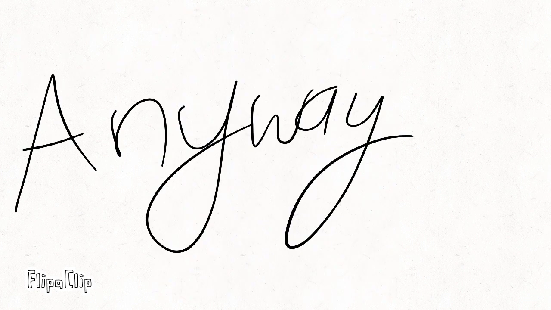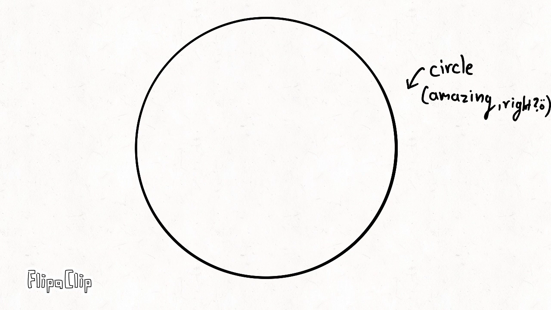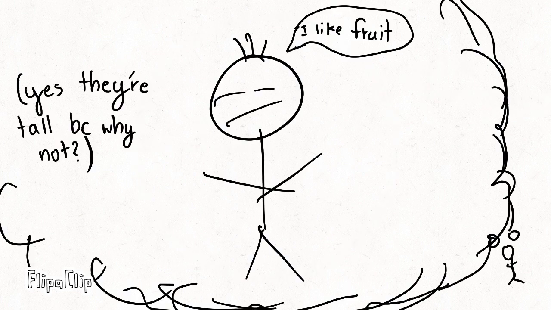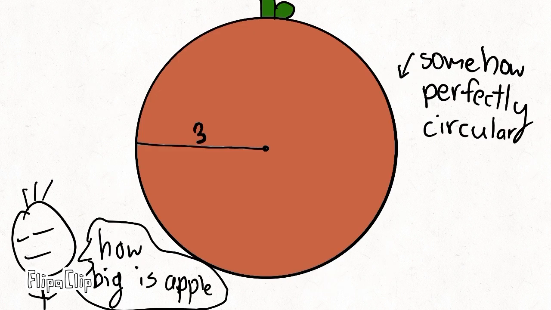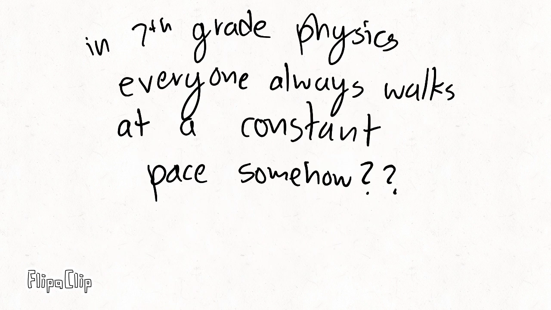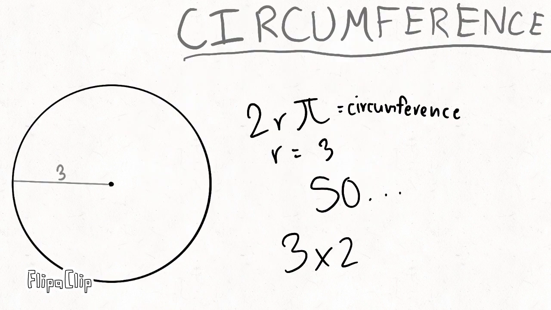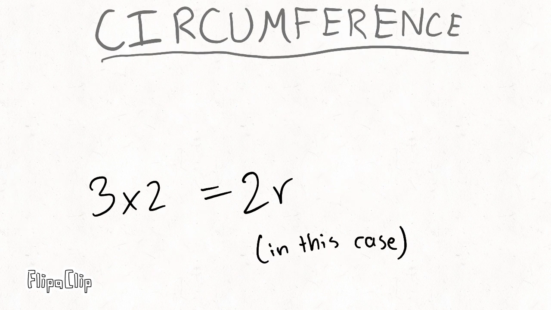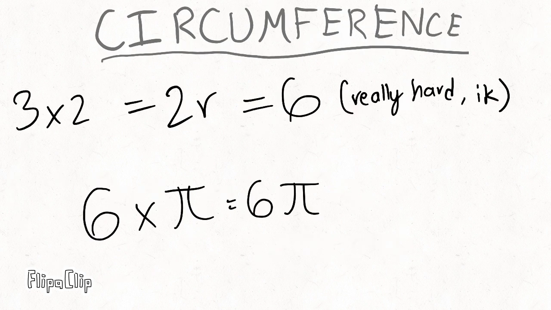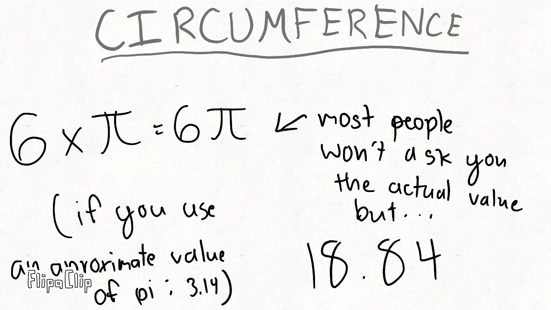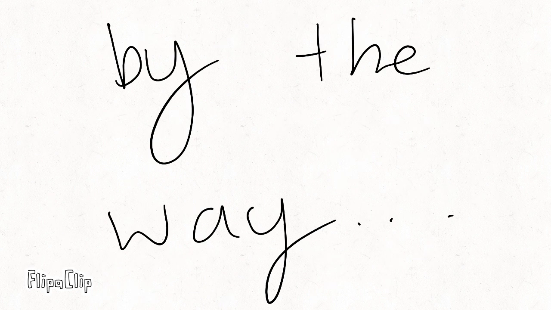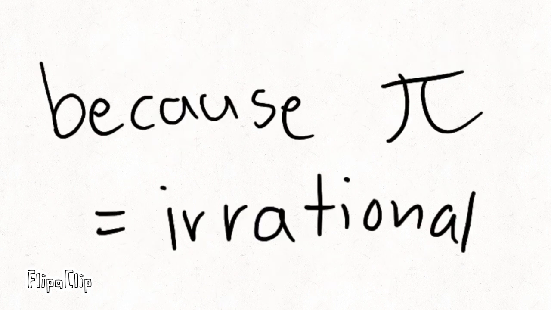Alright, cool. So let's try an example now. So, take this circle. It has a radius of 3, and this imaginary person, the same person who buys like 30 apples in your kindergarten math problems, wants to know the size of a specific apple. Somehow this apple is a perfect circle, because math just works like that. So, for the circumference, we need to do 3 times 2, as 2r is that same equation in this case. Then multiply by pi. So that would be 6 pi, or 18.84 for an approximate value of 6 times 3.14.